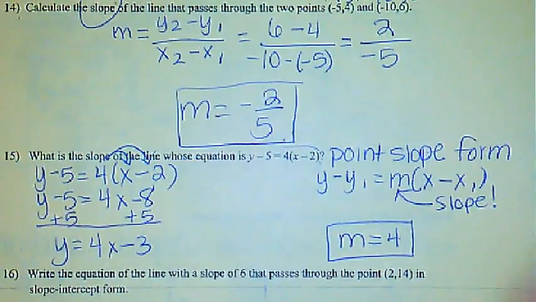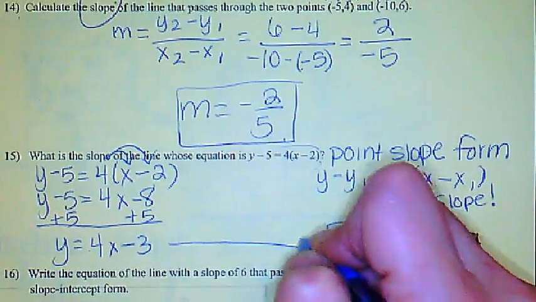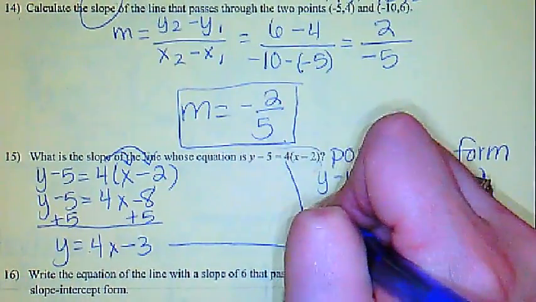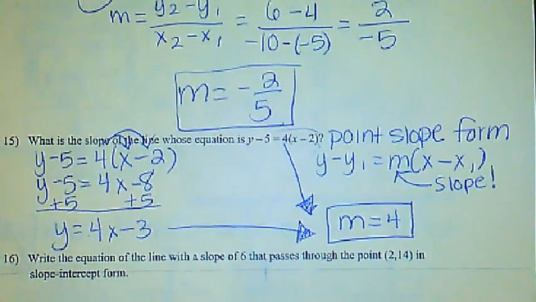Negative 3. Okay, so either way, you would get m equals 4. Doesn't matter to me which way you use.